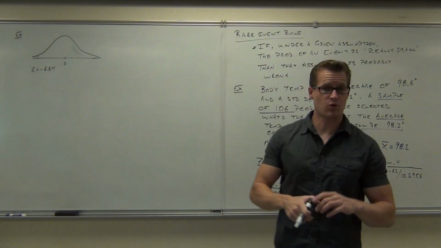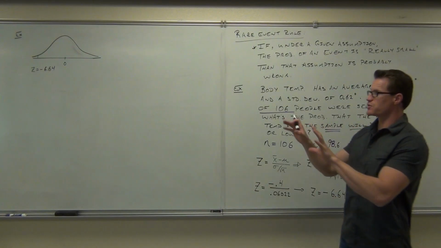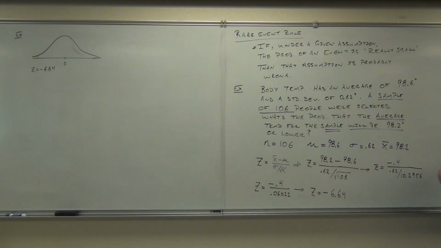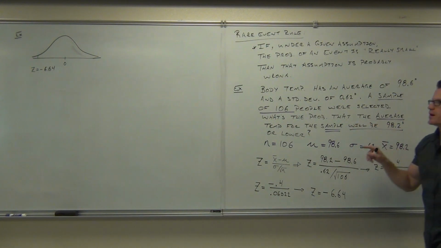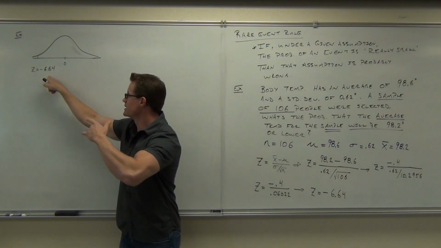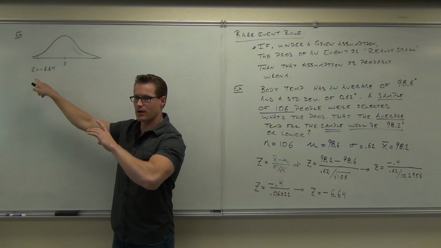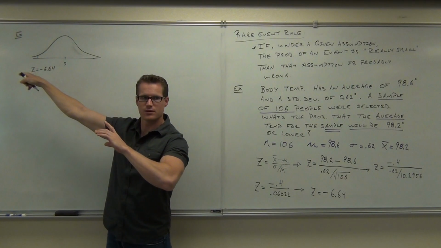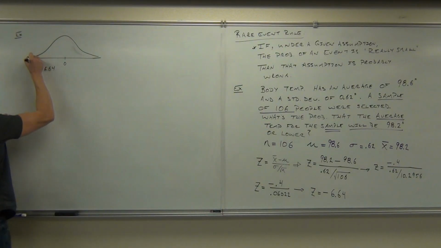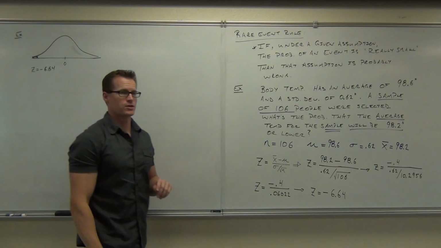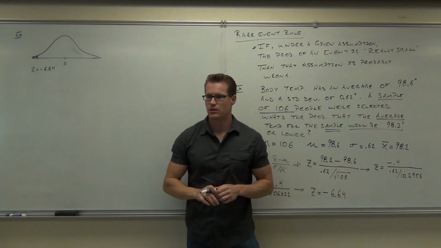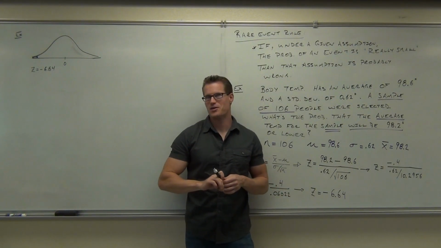Now you've got to shade your picture appropriately. So let's look at our question again. Are we trying to look for the area to the right or to the left? Read it carefully. 98.2 or lower. Here is the z-score for 98.2. That's the marker. Now you're going to try to figure out where's lower, to the right or to the left. So we're looking for this area right there. What are you going to look up on your table?